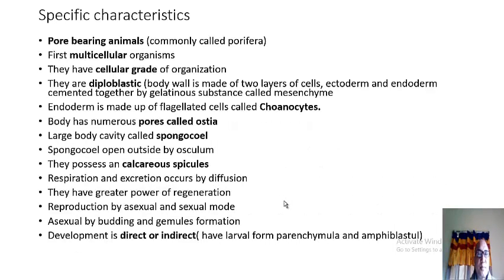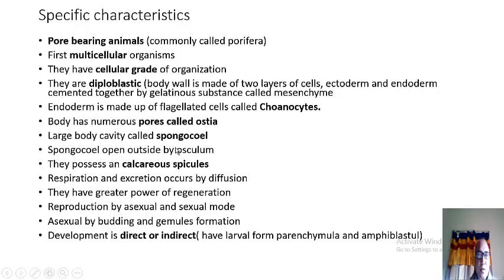Let's look at some more specific characteristics. This animal is diploblastic. Triploblastic animals have three germ layers: ectoderm, endoderm, and mesoderm. But this animal has two body layers, ectoderm and endoderm. The endoderm is made up of choanocytes, which we are going to discuss. These choanocyte cells are very important for this group of animals.